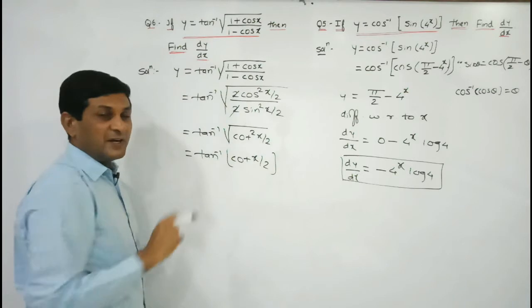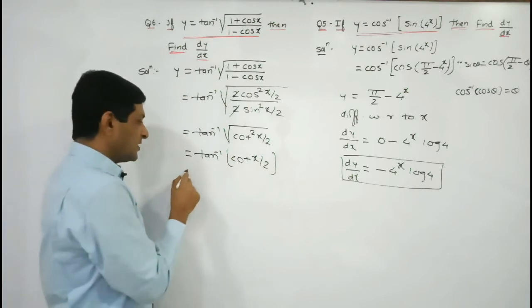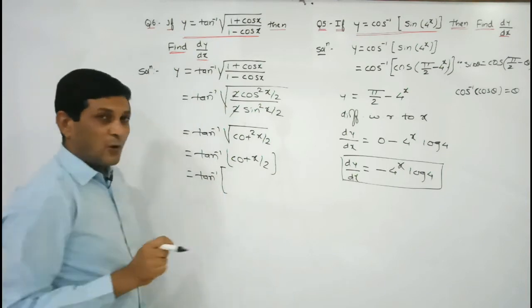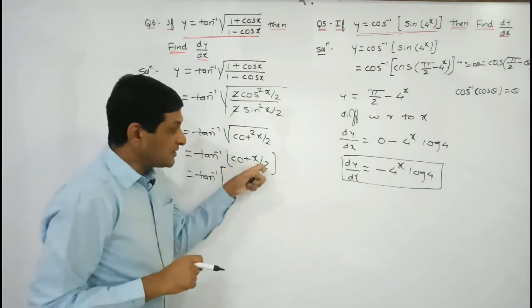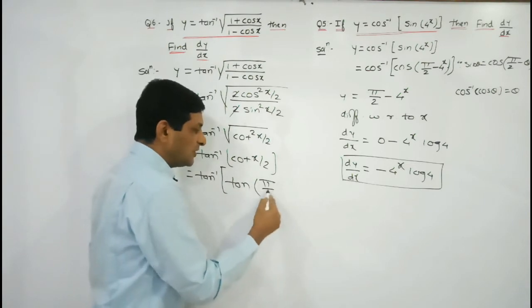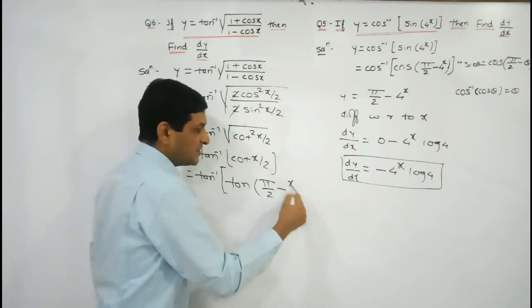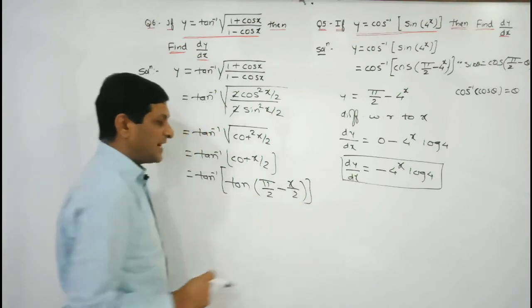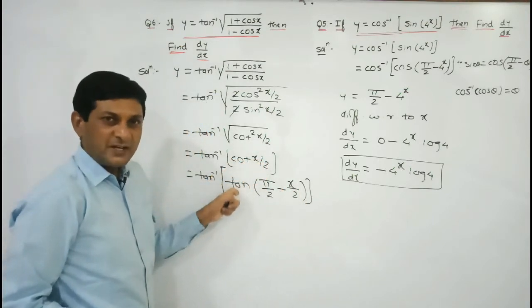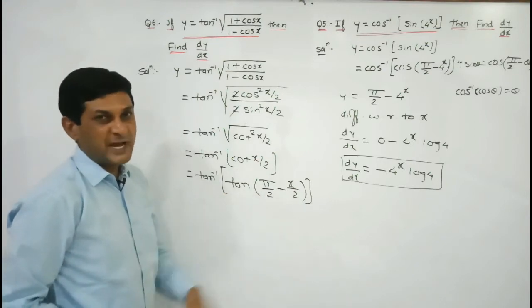We have to convert it in terms of tan. To convert it in terms of tan, apply the allied angle formula. According to the allied angle formula, cot theta can be replaced by tan pi by 2 minus theta. Theta is what here? x by 2. We know this allied angle formula, tan pi by 2 minus theta is equal to cot theta, meaning cot theta can be written as tan pi by 2 minus theta.